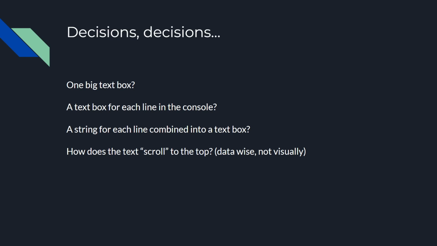So just food for thought, because we're running out of time. Can you do a scrolling console window just as one big text box that just has continuous text? If you're just adding stuff with a new line, that's one big text box. Just keep adding stuff to that, but you have this issue of how does it scroll?